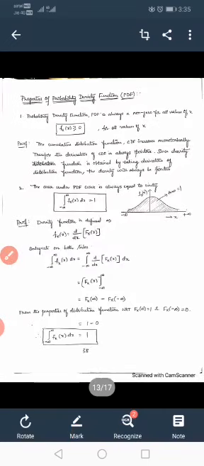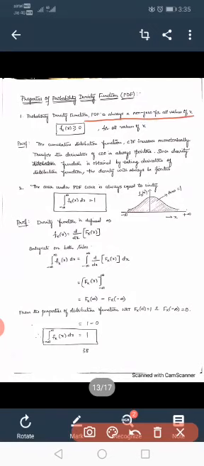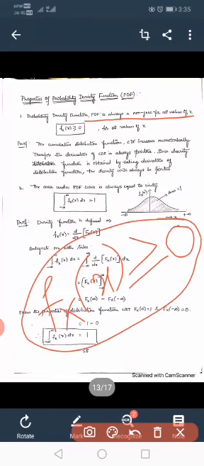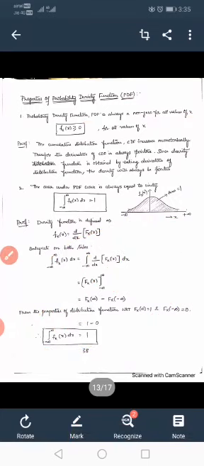Next, let us see the properties of the probability density function. The first property: the probability density function is always non-negative for all values of x. Non-negative means f_X(x) is always greater than or equal to 0. How can we say that it is always a positive value? It is always a non-negative value because we know that the density function is the derivative of the distribution function.